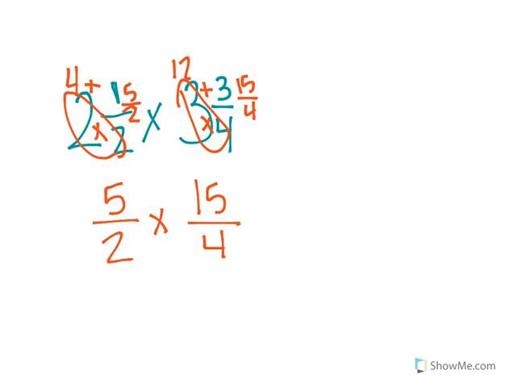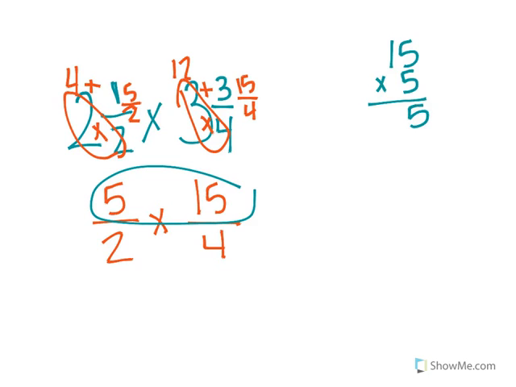So I'm going to do top times top, bottom times bottom. So I'm going to start with 15 times 5. 5 times 5 is 25. I carry my 2. 5 times 1 is 5, plus 2 is 7. So that's 75 over 8. What kind of fraction is that? Improper. So I need to turn it into a mixed number by dividing. So I'm going to do 75 divided by 8.